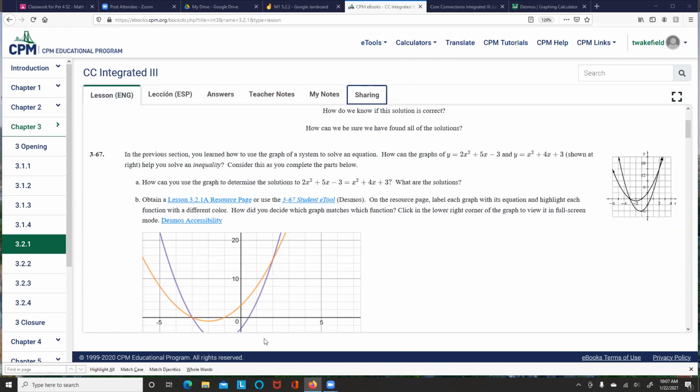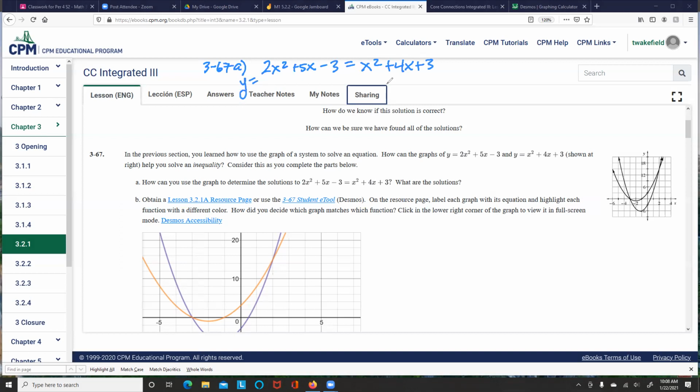So how can we use the graph to solve these? Let's write these equations down first for 67a. Let me get my writing tool here. I'm going to write it somewhere up here. For 67a, we have 2x squared plus 5x minus 3 equals x squared plus 4x plus 3. How can we use the graph to find this solution?